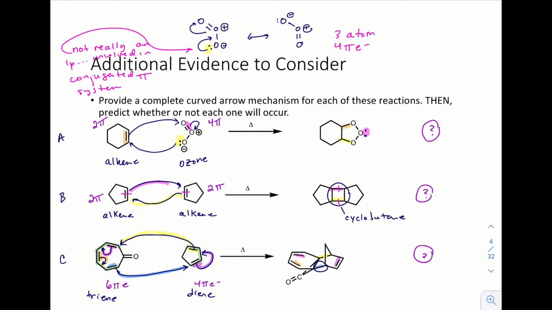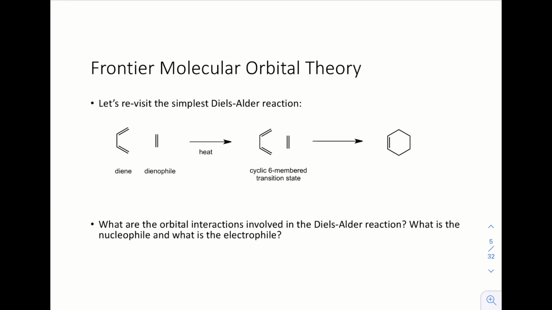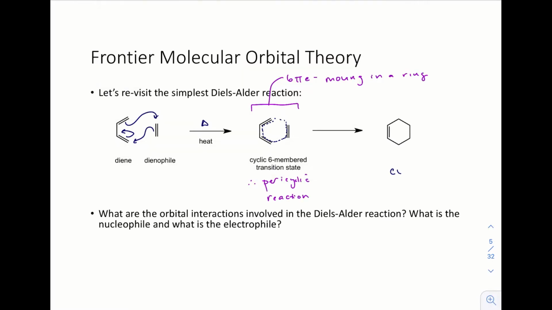Each of these reactions represents a proposed cycloaddition. Let's return to the one cycloaddition that we know occurs, that is the Diels-Alder reaction, and analyze it with frontier molecular orbital theory. The curved arrow mechanism for the Diels-Alder reaction is as follows. This reaction is facilitated by thermal energy, and the transition state is a cyclic 6-membered 6 pi electron transition state where the electrons are moving in a ring. So this is an example of a pericyclic reaction and yields a cyclohexane product.